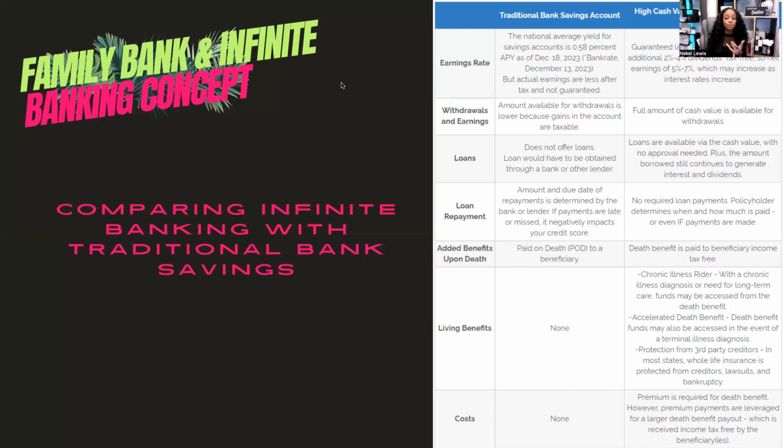Of course, with a traditional bank account, there are no living benefits. With the policy, you get chronic, critical, and terminal illness benefits. If something happens to you and you become terminally or chronically ill, you can tap into those funds to take care of yourself and not have to pull that money from your savings account. And then, of course, there's a cost. With savings, there's no premium. But when you have a policy, you have the premium to pay, because that money is what allows the cash value to keep growing.